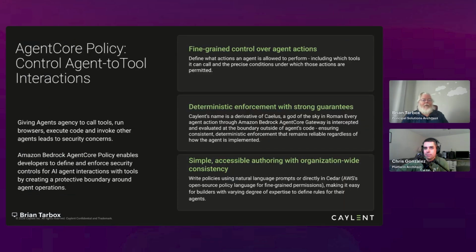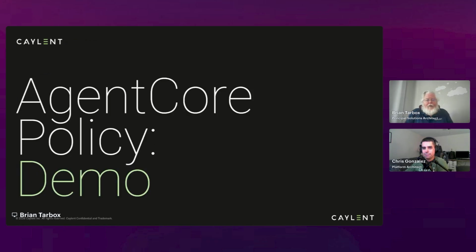And now we get into AgentCore Policy, where we're going to have the demo. As we've been talking about, there can be security concerns to doing all this, and policy lets you create security controls that protect what the system can and can't do, and that gives you deterministic enforcement, fine-grained controls, and you can implement organizational-wide consistency using Amazon's Cedar policy language. And now Chris is going to give us a demo.